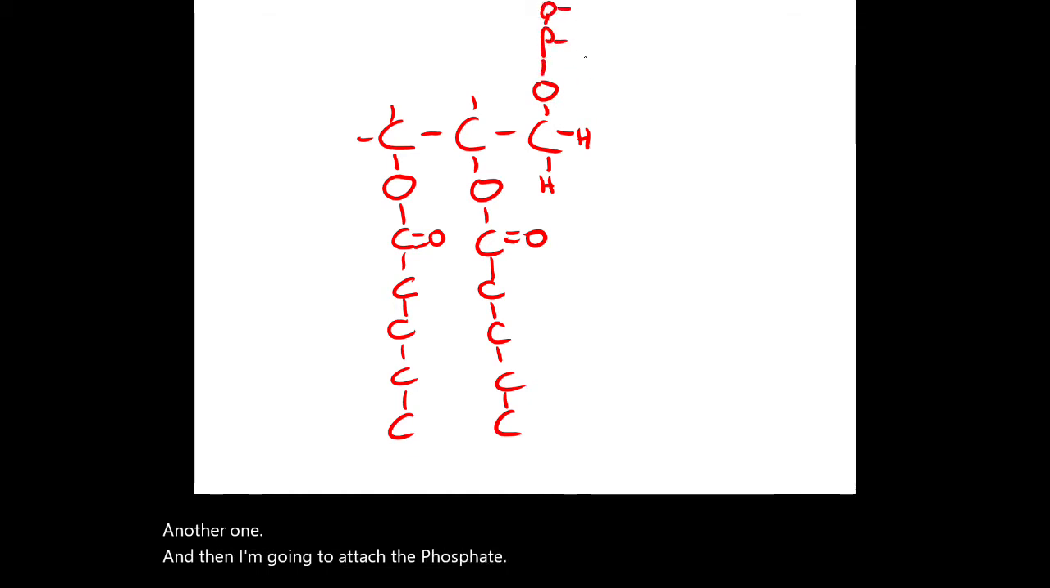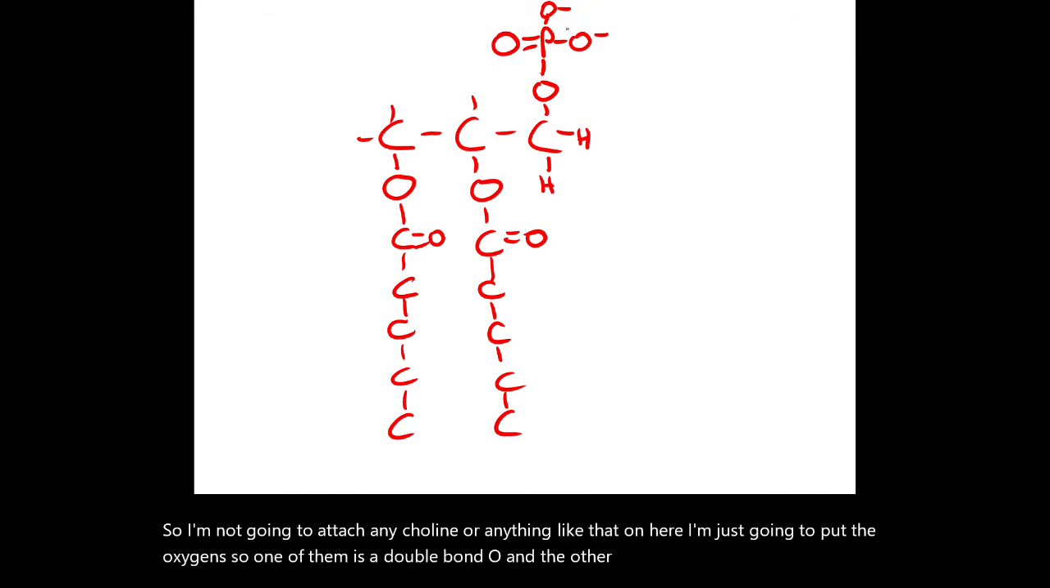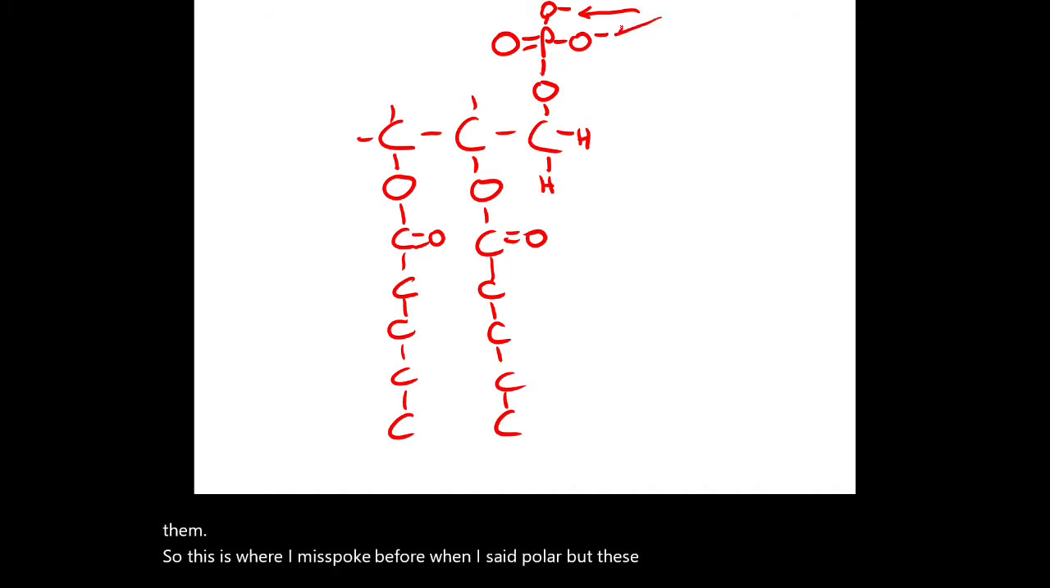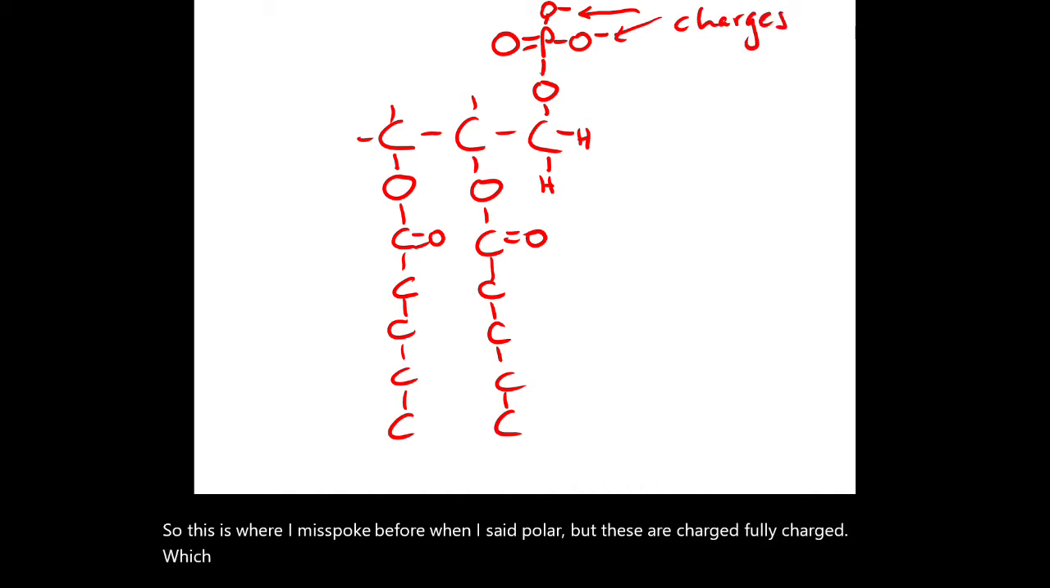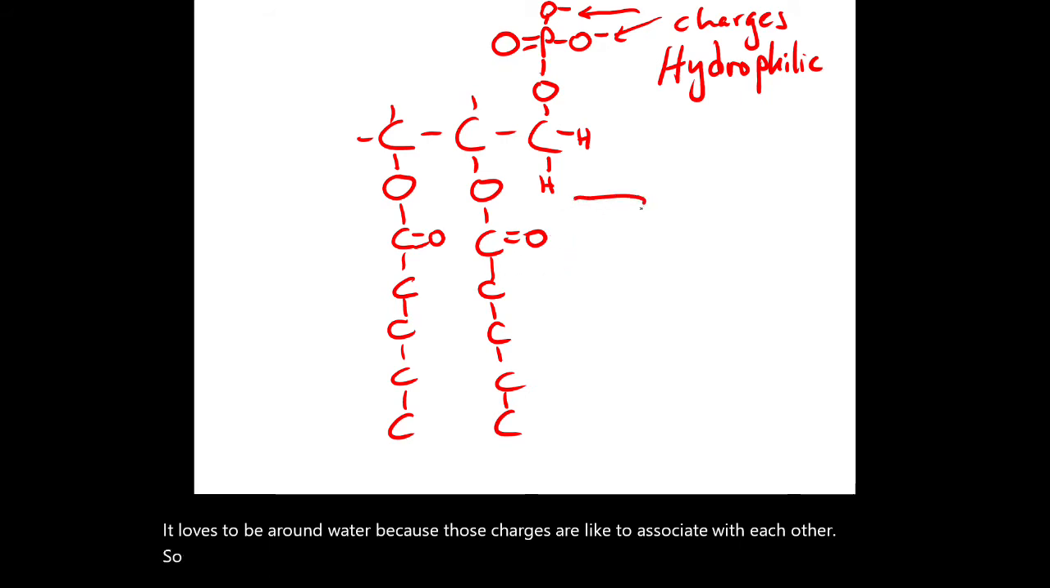So I'm not going to attach any choline or anything like that on here. I'm just going to put the oxygens. So one of them is a double bond O, and the other two have a negative charge on them. So this is where I misspoke before when I said polar, but these are fully charged, which makes them very hydrophilic. It loves to be around water because those charges like to associate with water. So the tails then, this component of it, is really hydrophobic.